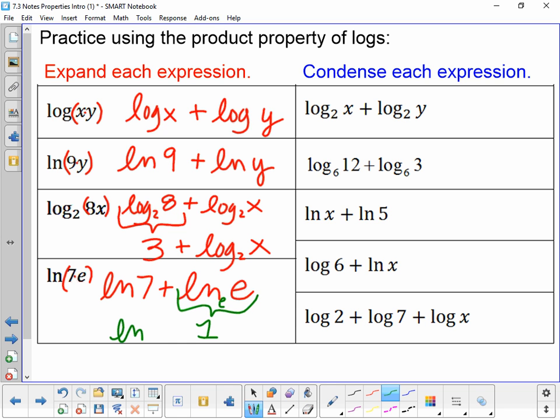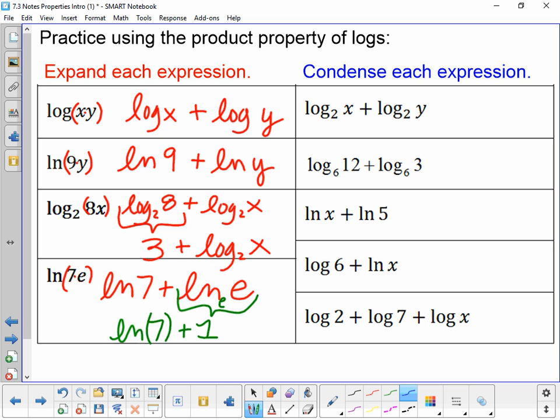So it's the natural log of 7 plus 1, and that 7 is in the log, the plus 1 is not. You cannot add that to 8. This just has to be the natural log of 7. And then after you take the natural log of 7, then you add the 1. Okay, so that's expanding.